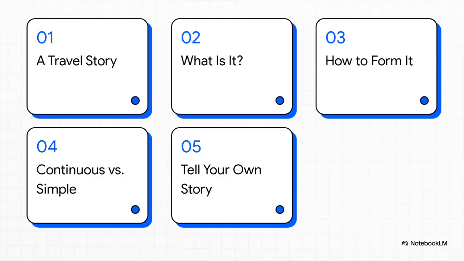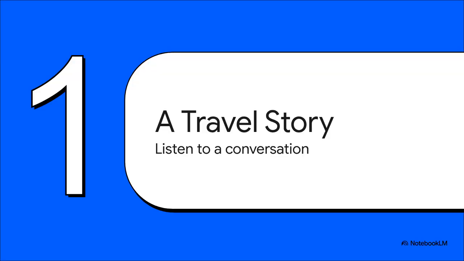So here's our plan. First, we'll listen to a travel story to see how this works in a real conversation. Then we'll break it down, what the past continuous actually is and how you can form it. Super easy, I promise. After that, we get to the really important part, comparing it with the past simple. And to finish up, I'll give you some simple patterns so you can start telling better stories right away. Okay, let's dive right in.